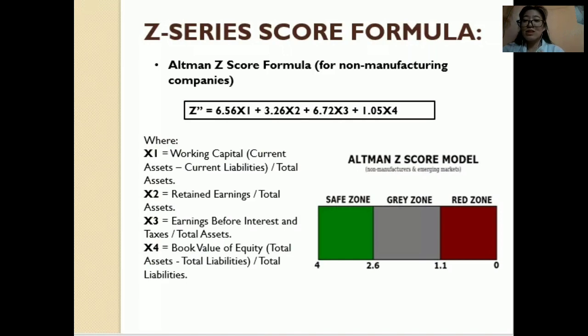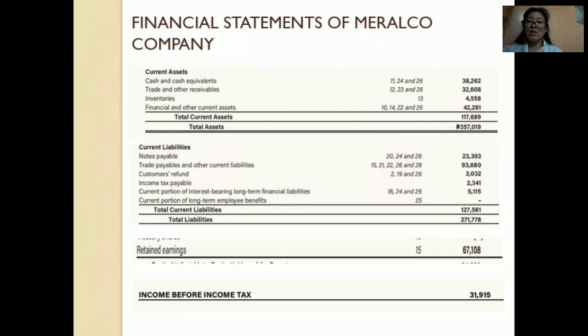This score uses statistical techniques to predict a company's probability of failure using the following 7 variables from a company's financial statement, which are the current asset, the current liabilities, the total liabilities, the total asset, EBIT, retained earnings, and the book value of equity. An example of a non-manufacturing company is the Manila Electric Company. To solve for the Z double prime score of this company, you need first to get the value of the 7 variables for the year 2019. After that, you will now substitute it to the financial ratio.